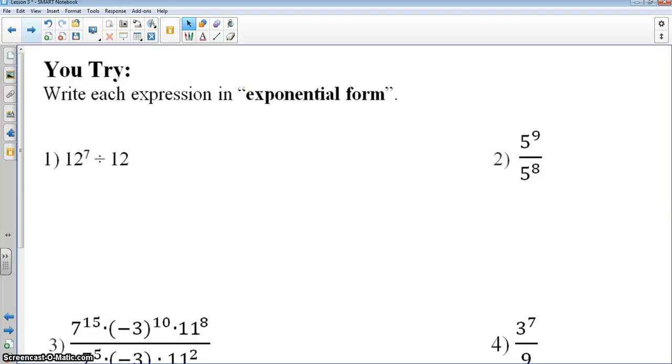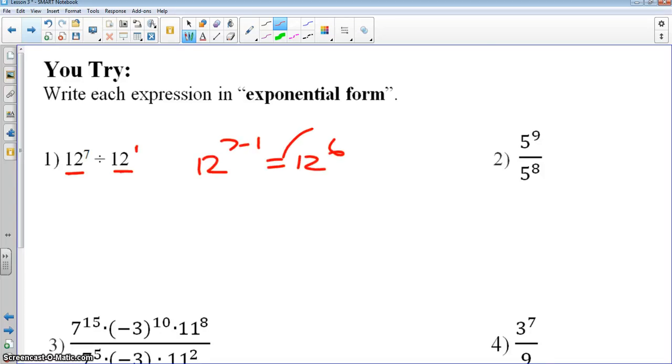Okay, hopefully you just learned something, so please hit pause, try all 4 of them, and see how you do. All right, let's see how you did on these. We have like bases, so we got to subtract the exponents. Don't forget that you should have put a 1 right there, so that would just be 12 to the 7 minus 1, which is 12 to the 6th power.